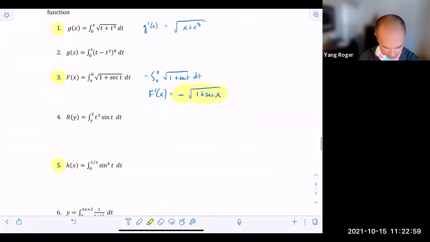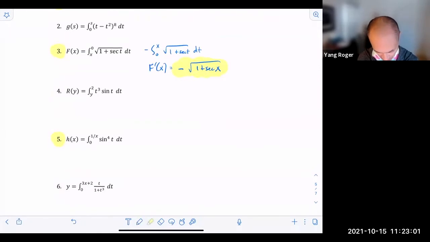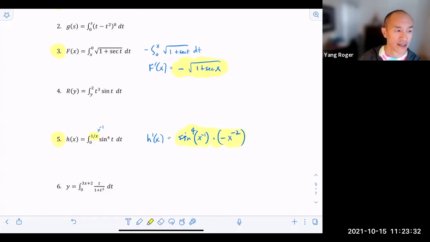And then for number 5 here, we need to use the chain rule because of this thing right there. I think it's easier if you rewrite that as x to the negative 1. Then when we take the derivative, h prime of x is going to be sine to the 4th power. We replace the t with the x to the negative 1. We're going to multiply by the derivative of the inside. That's going to be negative x to the negative 2. Put that in parentheses so people don't think it's subtraction. Is there any questions about that?